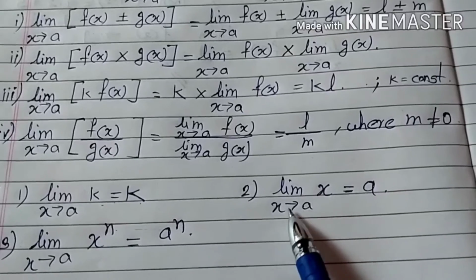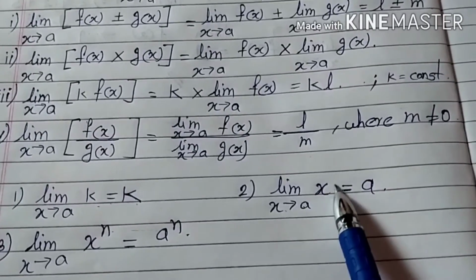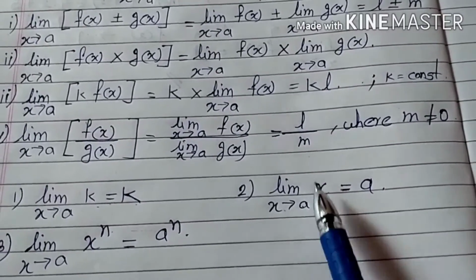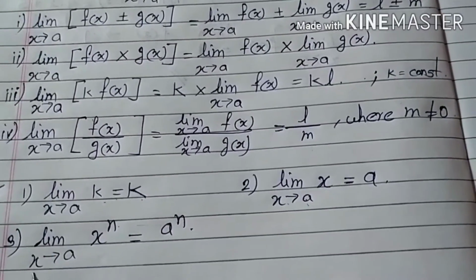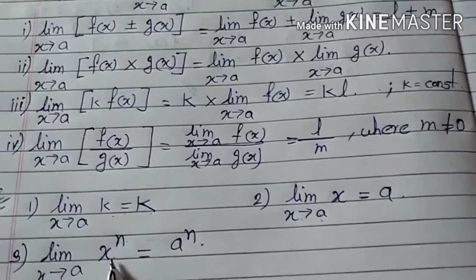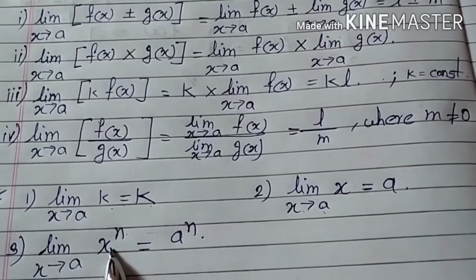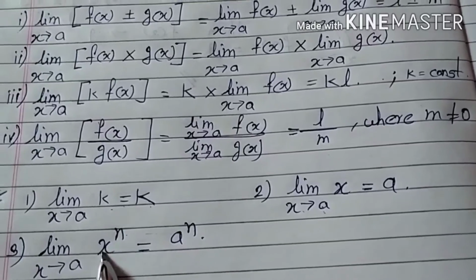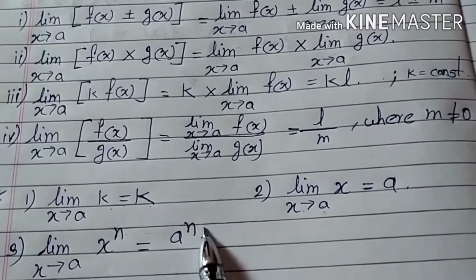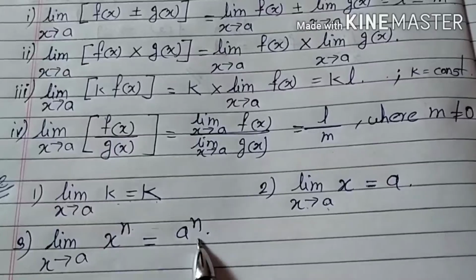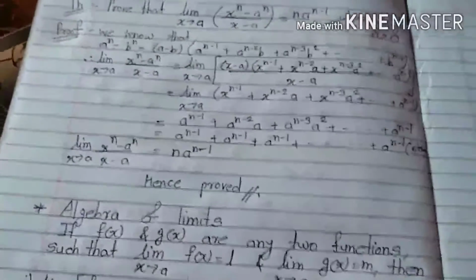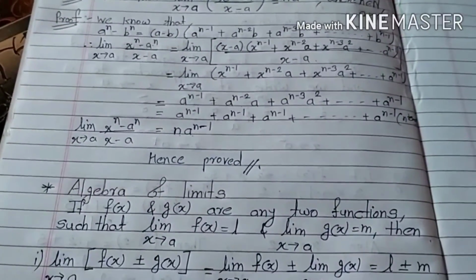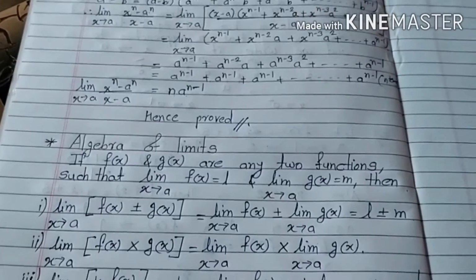Second, if limit x tends to a on x, then you can put here the value of x, which is the limit. So here a. Limit x tends to a x raised to n. You can observe that here only the variable x changes, which is a, not the power. So by using this algebra of limits, note and this theorem, we start a new exercise, that is exercise 7.1.